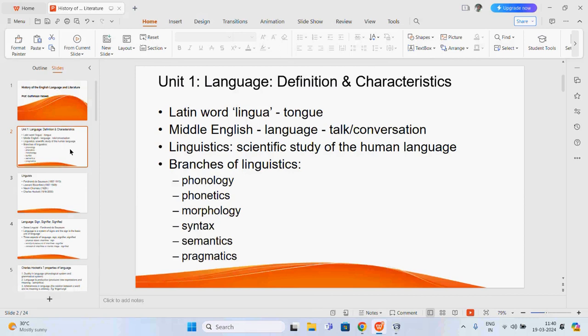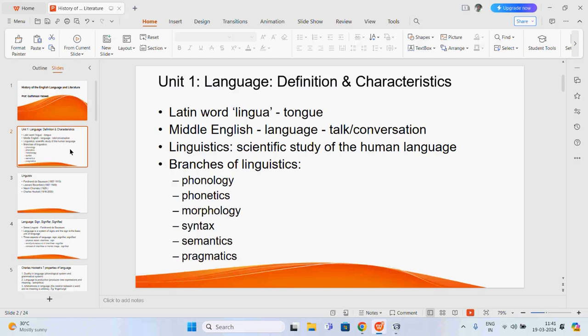Unit 1 is titled Language, Definition and Characteristics. Unit 2 is Importance of Language. Unit 3 is Indo-European Family of Languages. Unit 4 is Germanic and the Origin of English. Unit 5 is titled Introduction to the Development of the English Language. Unit 6 deals with Old English. Unit 7 contains a discussion on Middle English. And Unit 8 deals with Modern and Present-day English. These are the 8 units devoted to the study of the history of English language.